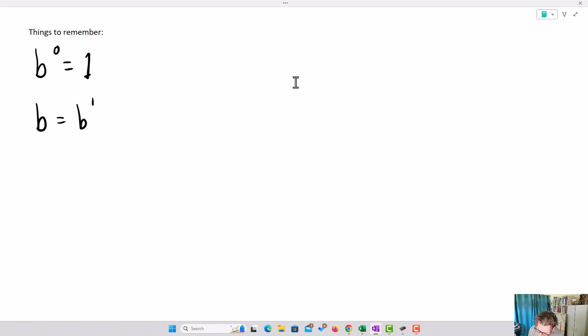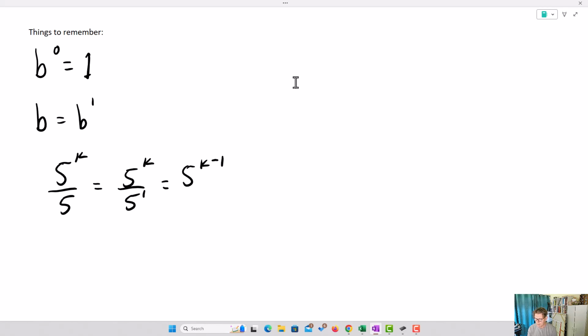So for example, if I had 5 to the k over 5, if I remember that this is actually 5 to the k over 5 to the 1, I can then subtract my exponents and I get 5 to the k minus 1. And that ends up becoming a really handy thing to know. It comes in handy as we're solving things or doing work in mathematics in general, and discrete math in particular.